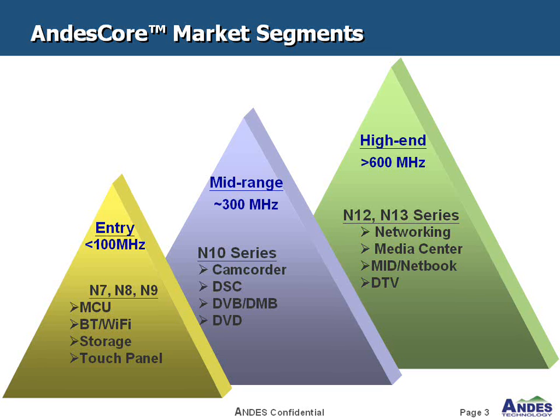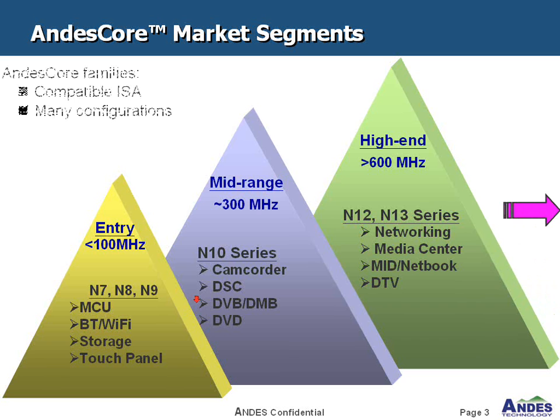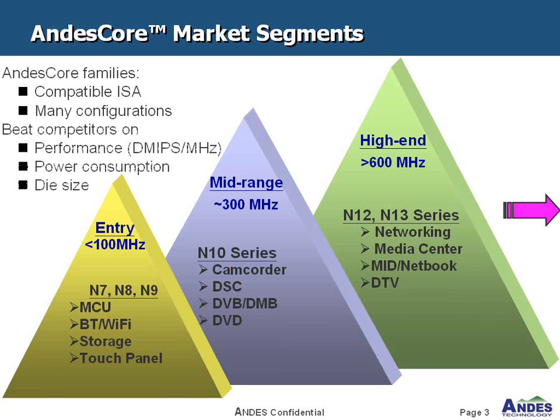The high-end CPU is N12 and N13. Speed is around 600 MHz. They can be used in networking, media center, netbook, and digital TV. And these cores have these features: compatible ISA and many configurations, and they can beat competitors on performance, power consumption, and die size.